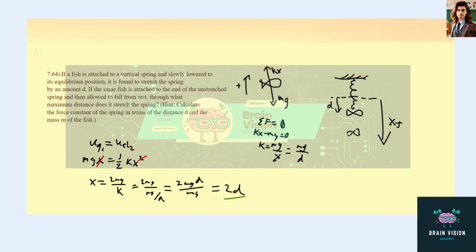So we can think about this as: when we have the fish here in this position and we lift it up, we add gravitational potential energy, and then it falls to that point below this equilibrium position at the same distance.